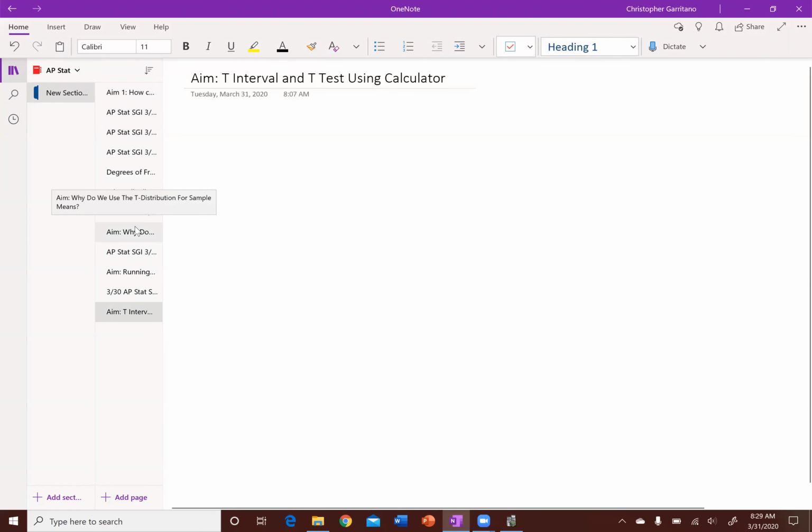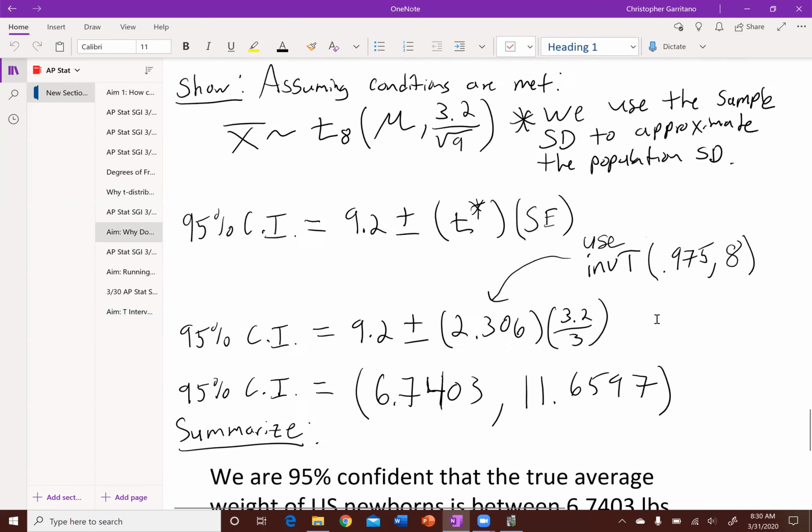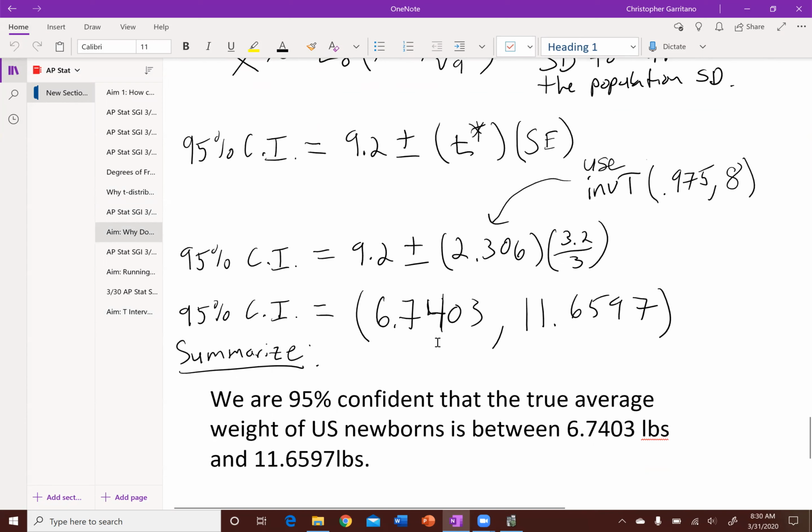We're gonna start with the T interval that we ran last week. You might remember this problem. We have a population of newborns in the US. We take a sample of 9 of those newborns, and we're trying to use that sample to estimate the average baby's weight for newborns in the United States. Okay, so this was the given information. Just scrolling down, you might recall we ended up with a 95% confidence interval between 6.7403 pounds and 11.6597 pounds.